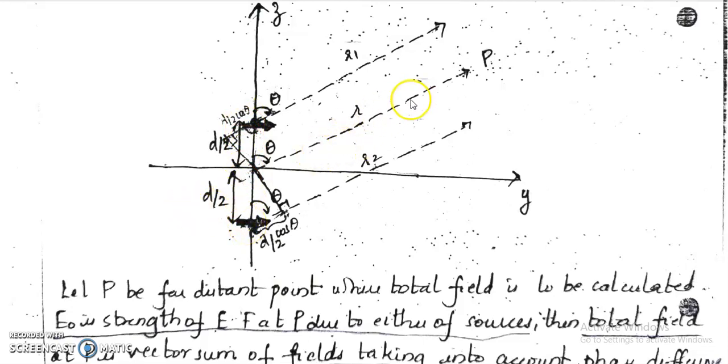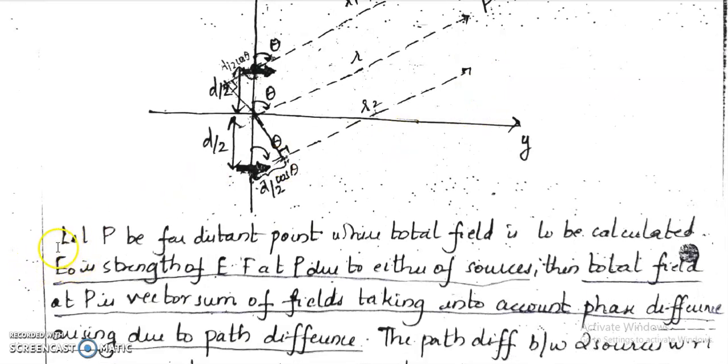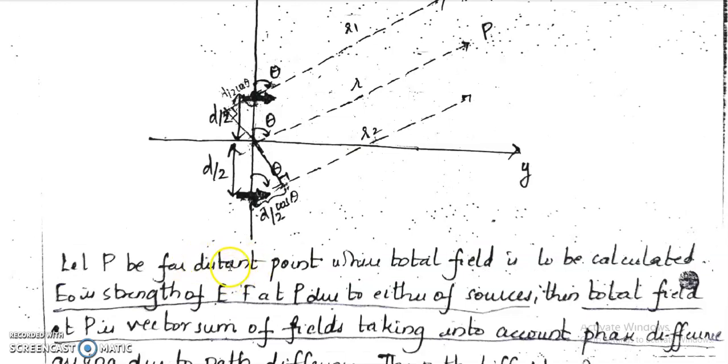Then we consider a far distant point P, and the total field at the point P is what we want to calculate. Then we consider E0. E0 is the strength of electric field at point P due to either of the sources. Then the total electric field at the point P is the vector sum of the field due to each source.